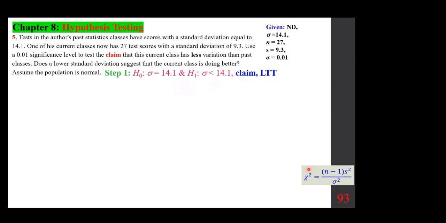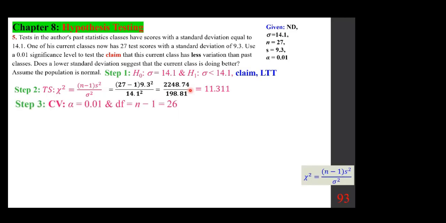So let's use this test statistic, plug in the information, and calculate. So we are plugging in everything that we have here. That's why the given is important. We end up with 11.311. As far as the critical value is concerned, choice of alpha, degrees of freedom of n minus 1.